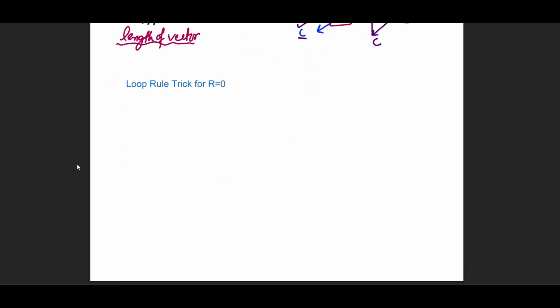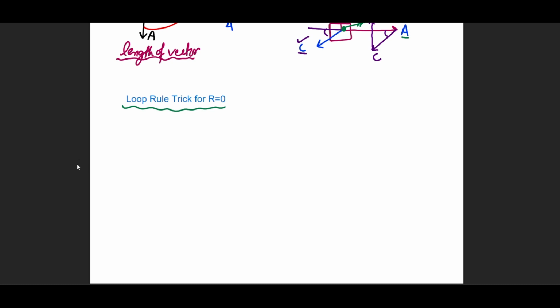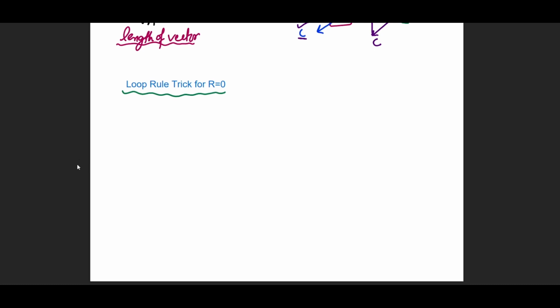So let's move on to this loop rule trick for resultant equal to zero, or the system being in equilibrium. What does this loop rule mean? This is not an official word in physics. This is not an official word of the syllabus. This is just something that I've observed while solving questions, and this helps you to quickly figure out whether these options are correct or not.